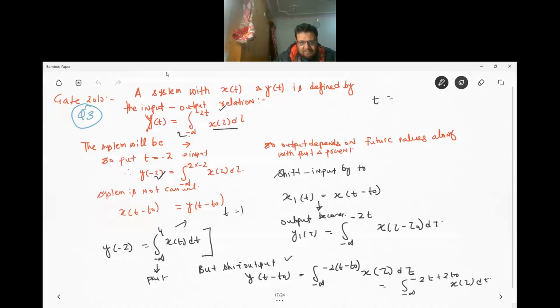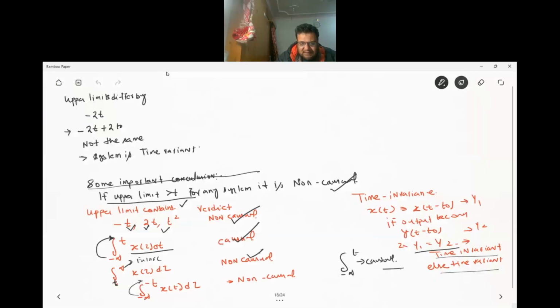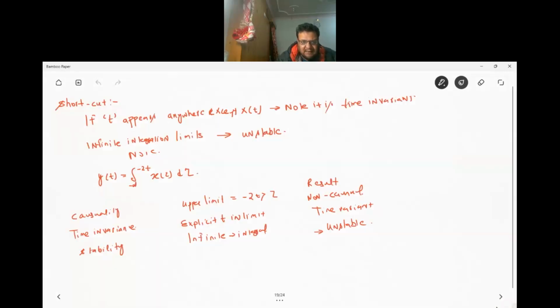Now in this case, if we shift the signal, let's say x1 of t is x of t minus t naught, then y1 of t is equal to the integral from minus infinity to minus 2t of x of t minus t naught. And if you shift the output, y of t minus t naught, the upper limit is minus 2t minus t naught, so you get minus infinity to minus 2t plus 2t naught of x of t dt. So it is clearly a time variant system. It is changing with respect to time.